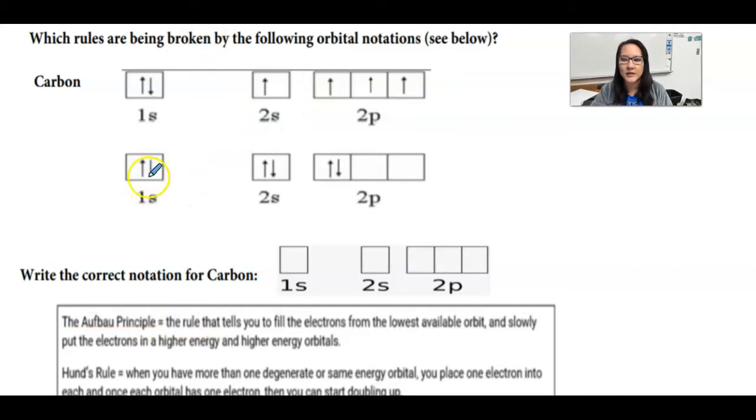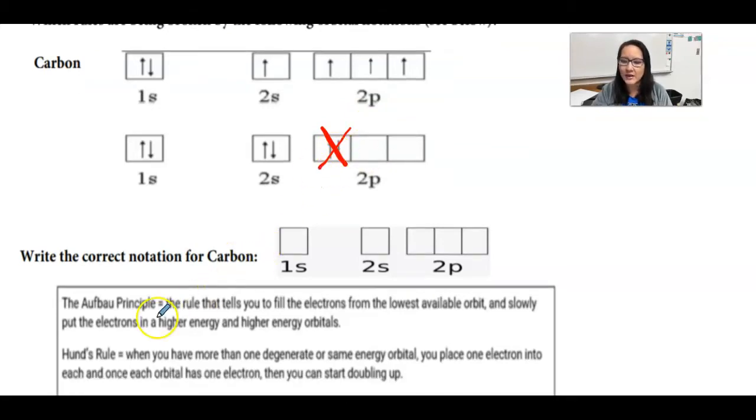Next, 1s2 up and down looks good. 2s2 up and down looks good. 2p, there's 2 of them, but this is wrong because you should put a single here and then a single there before they pair up. They're not going to want to share a room too quickly, and that is violating Hund's rule.